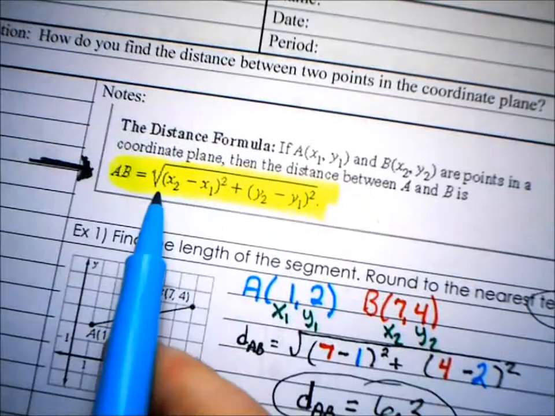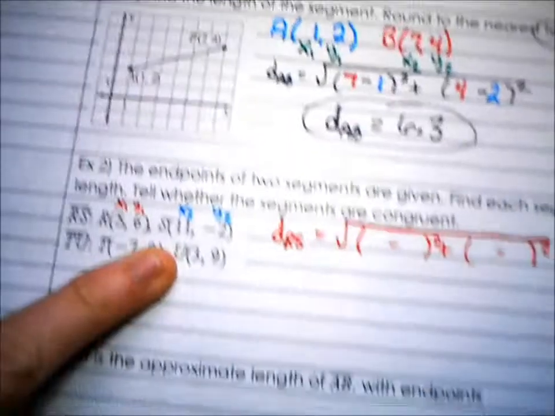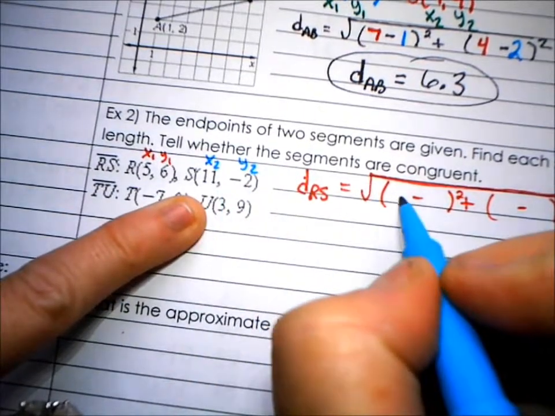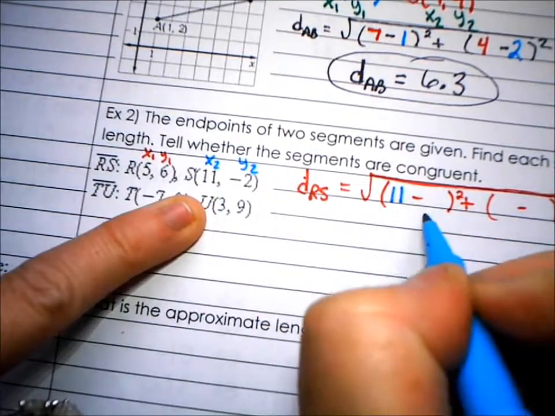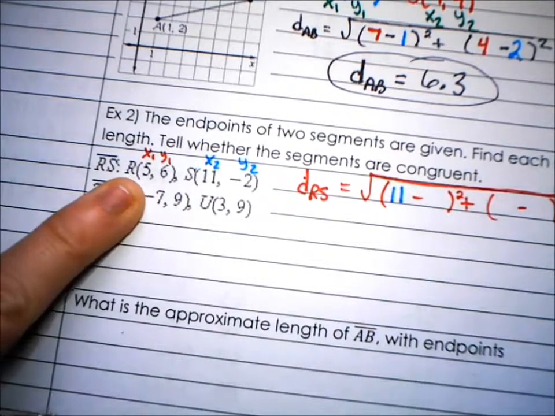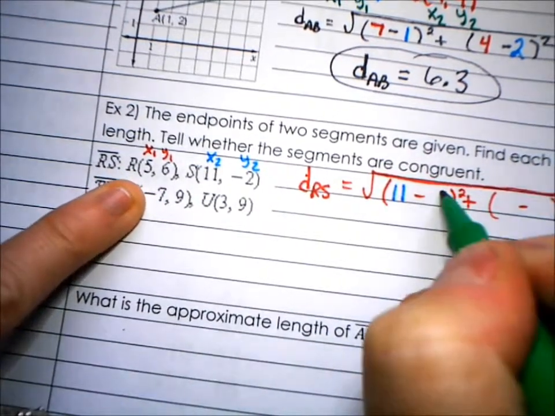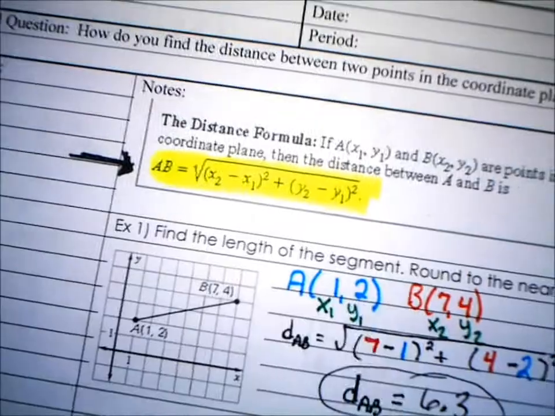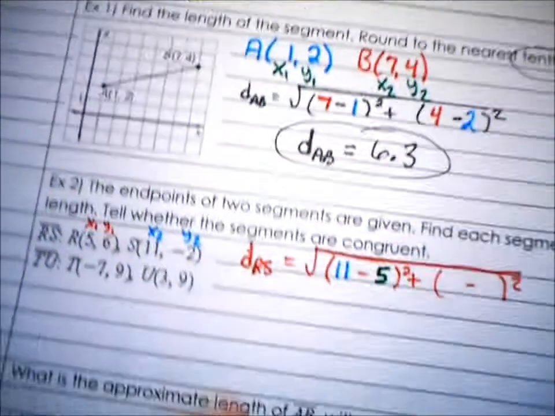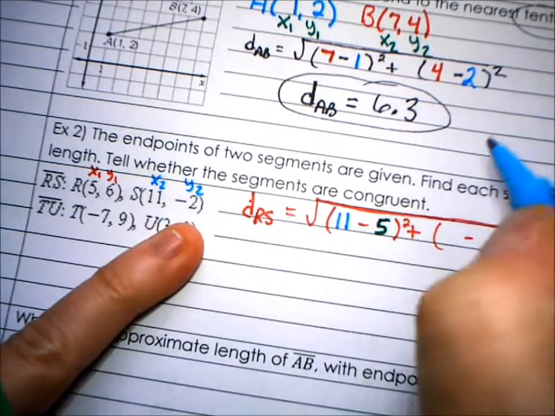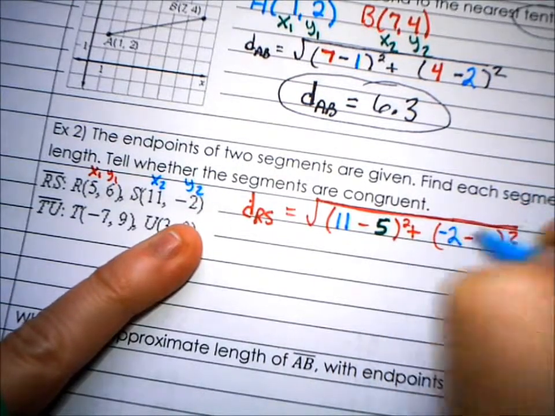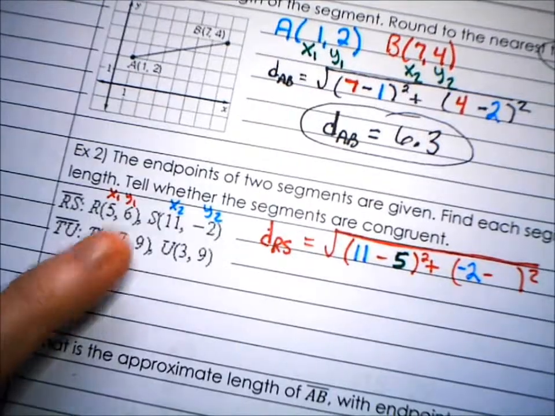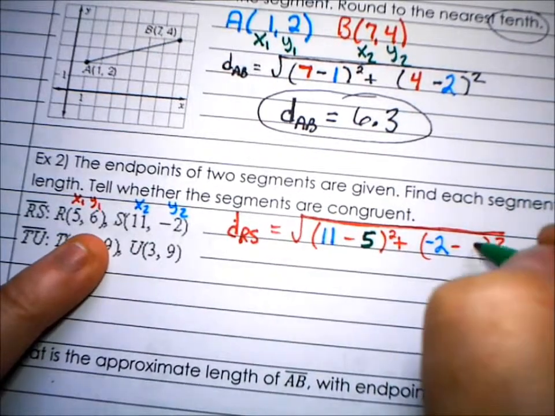My formula, x2 minus x1. x2 is 11 minus x1, which was 5. And then the formula asks for y2 minus y1, so y2 is a -2, and the y1 is 6.